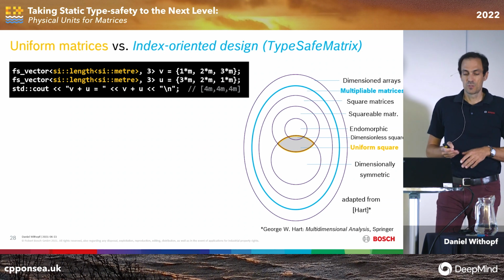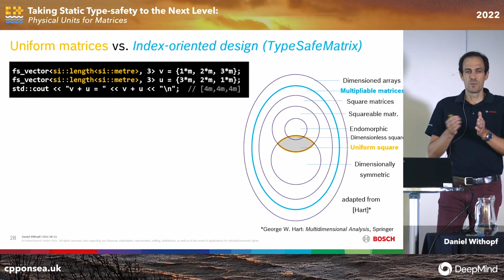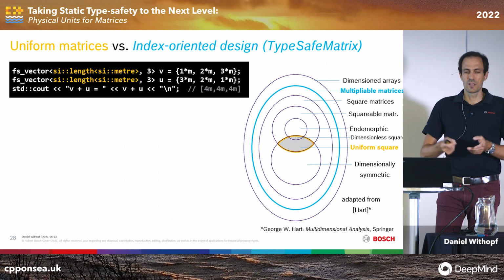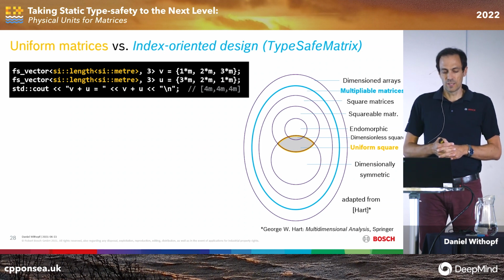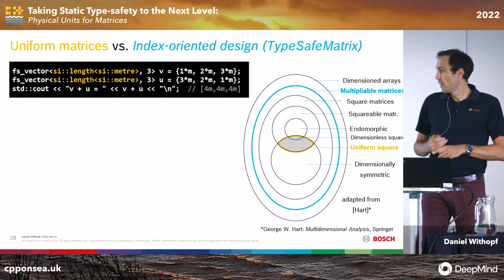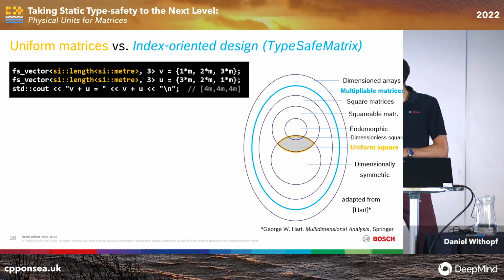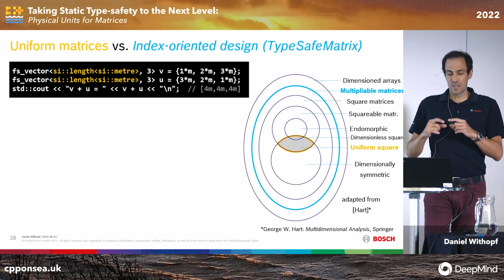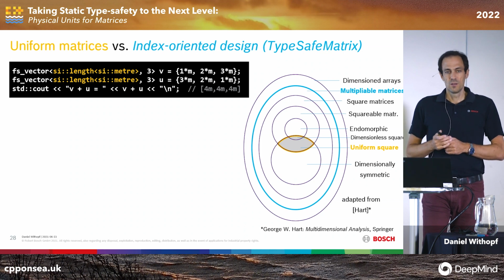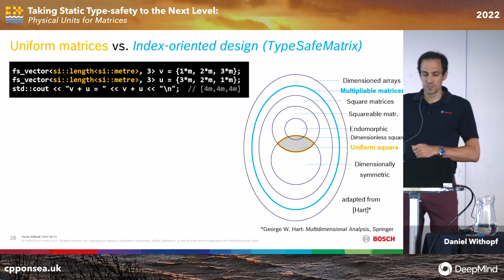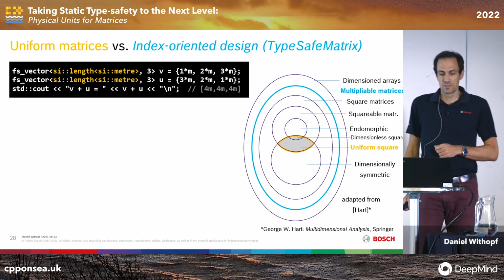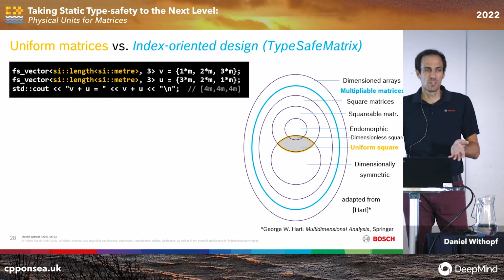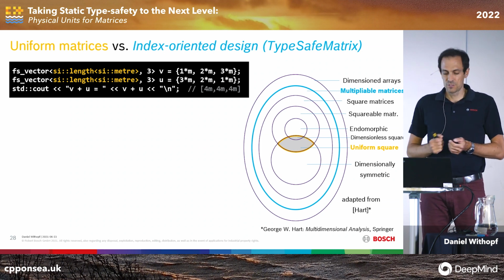So here I want to compare the uniform matrix approach that we've seen in the beginning, where we use the value type of a linear algebra library to put physical units inside that vector. That's what I call uniform matrices here. As you can see in that slide, the uniform matrices are a fairly small part of the whole problem space of physical unit aware matrices. And my library, type-safe matrix, models the second outermost oval of multipliable matrices here. So we can model a much larger problem space because the units don't have to be identical in each of the elements.